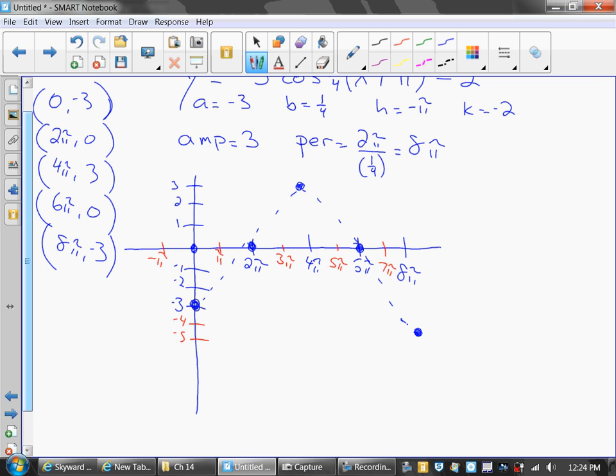Okay. So I just move this point left and down. Left and down. So we're down 2. Left. Down. Left and down. And left and down. And once again, just relist them.